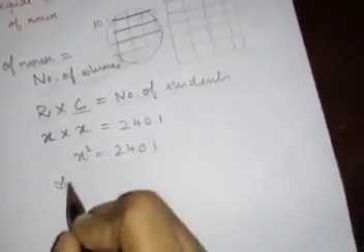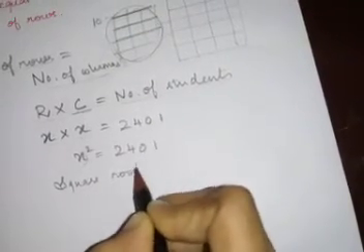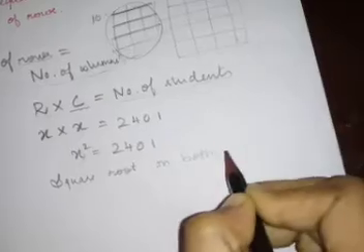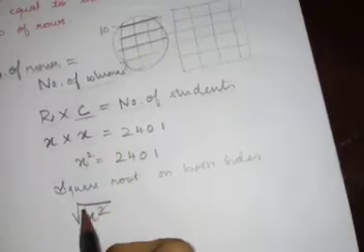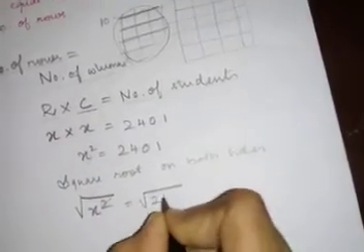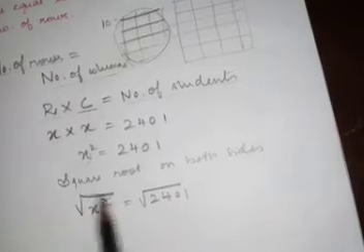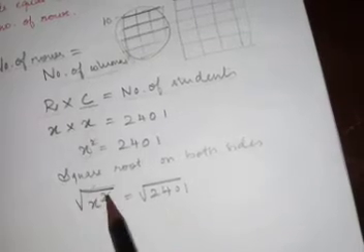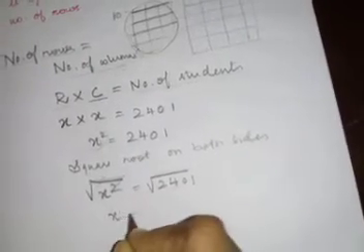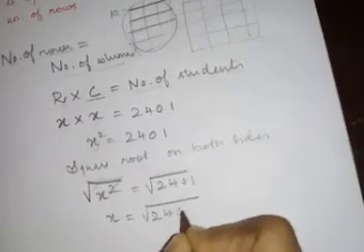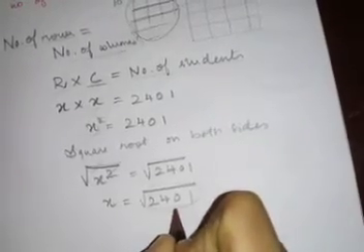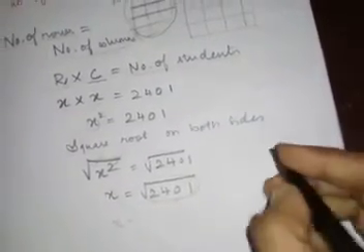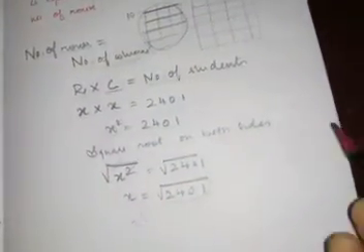You should take the square root on both sides. Why am I taking the square root, like in the last sum? Only if I take the square root will the square and the square root get cancelled. That's why I am taking the square root on both sides. So x is equal to the square root of 2401. Now, if you find the square root of this number, you will get the value of x, because rows are x and columns are x.